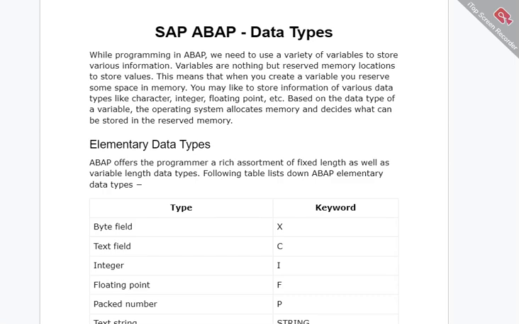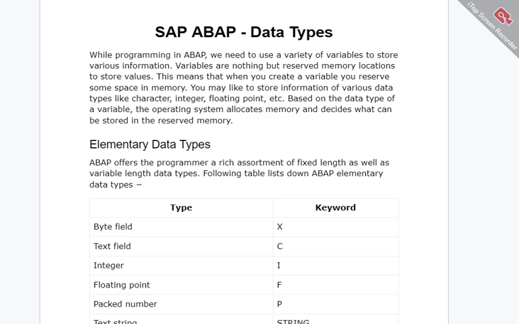In this video, we are discussing SAP ABAP data types. While programming in ABAP, we need to use a variety of variables to store various information. Variables are nothing but reserved memory locations to store values. This means that when you create a variable, you reserve some space in memory, and you may like to store information of various data types like character, integer, floating point, etc.